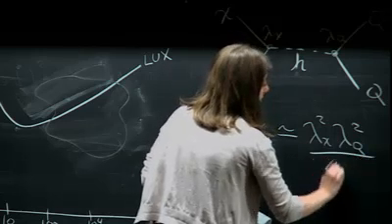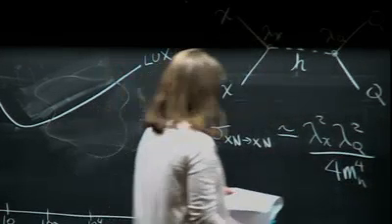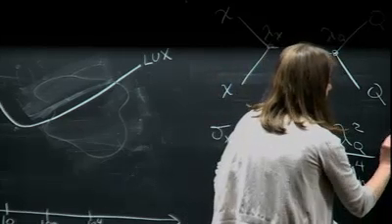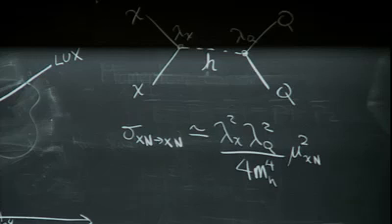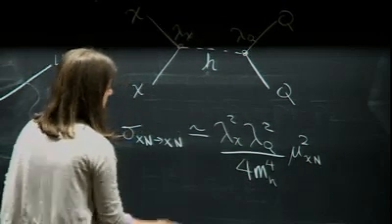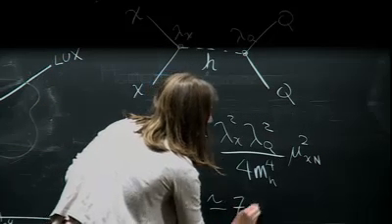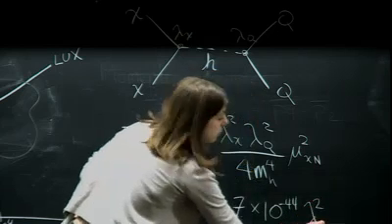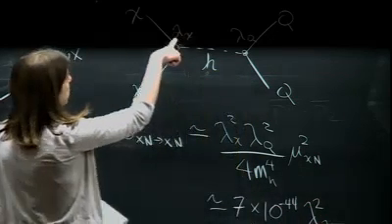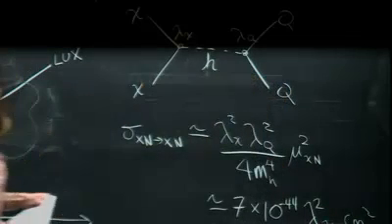And then I get a factor of the mass of the Higgs to the fourth in the denominator, just coming from the propagator, and then the reduced mass of the dark matter and the nucleus. If you just put in the numbers for the Higgs mass and a xenon target, you find that this is roughly 7 times 10 to the minus 44 times the interaction coupling between the dark matter and the Higgs, centimeters squared.